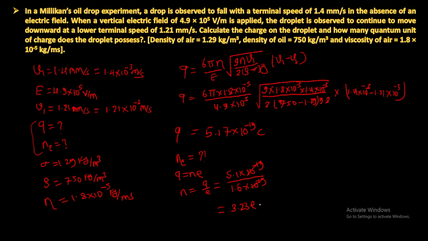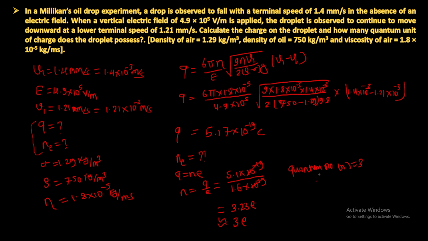3.23 electrons. But we already know that charge is always quantized. That means charge can only exist in whole numbers of electrons, not in decimals. So the nearest number is 3. So there are 3 electrons in the given oil drop. So 3 is the quantum number here. Quantum number n equals 3.